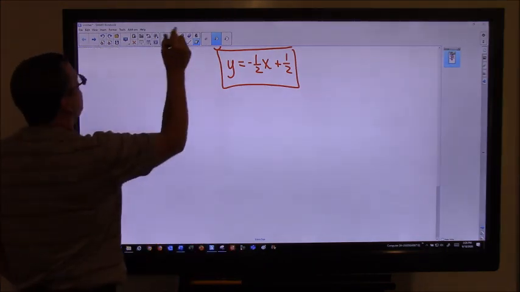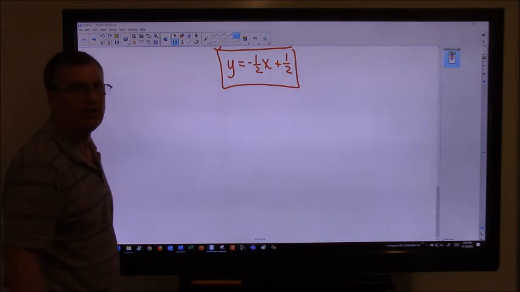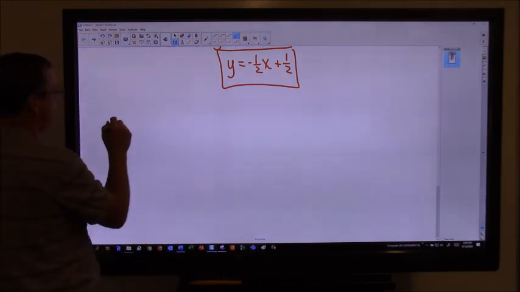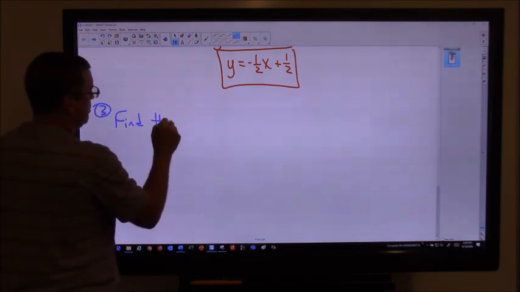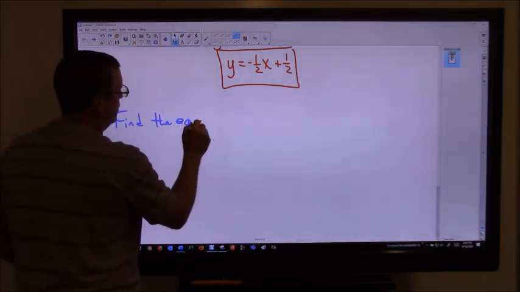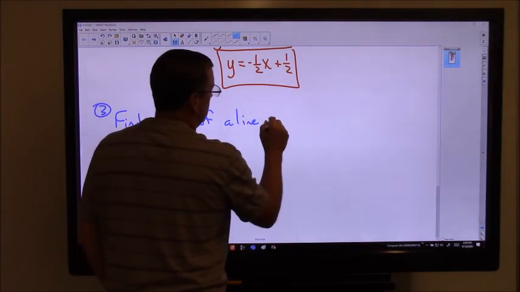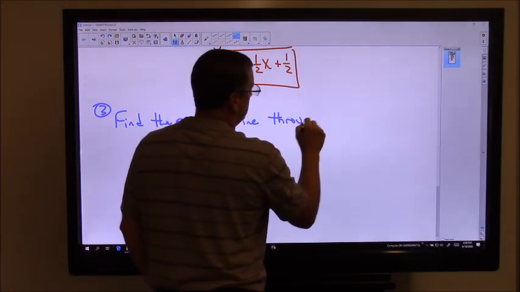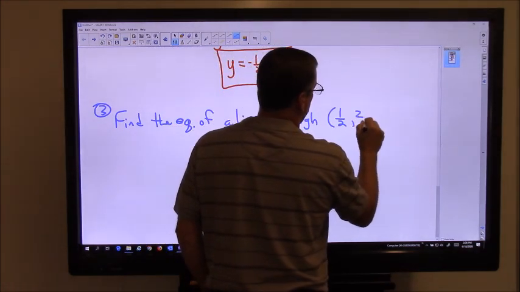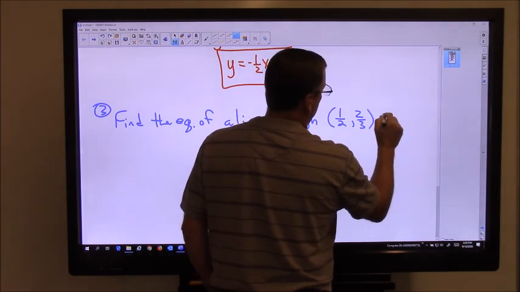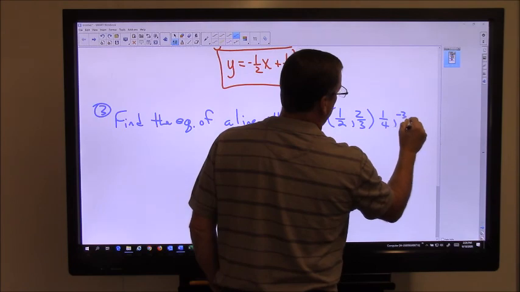So remember, I told you in calculus, or pre-calculus, we push things a little bit farther. So I want you to find the equation of a line through 1/2, comma 2/3, and 1/4, comma -3/8.